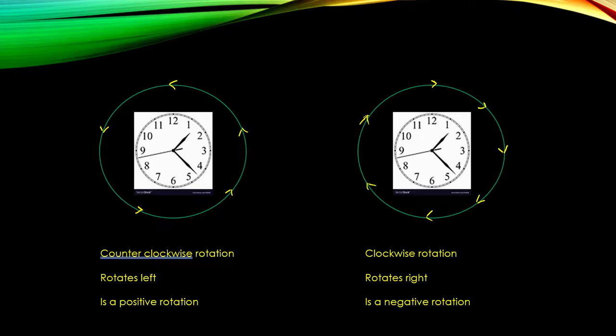We have two types of rotations. On the left side over here, we have a counterclockwise rotation. The rotation will be to the left, and this is considered a positive rotation. On the right side, we have a clockwise rotation. It's the same direction that the hands in a clock move. It rotates to the right and is considered to be a negative rotation.